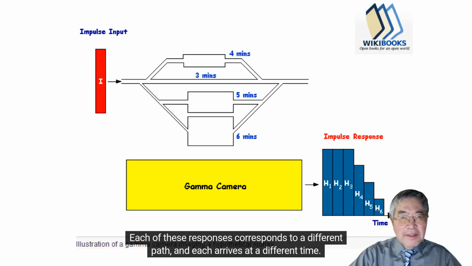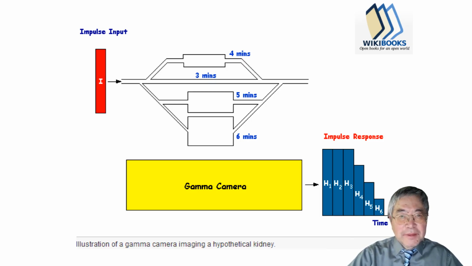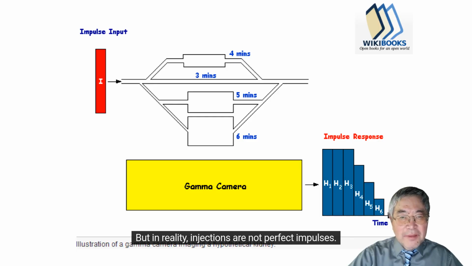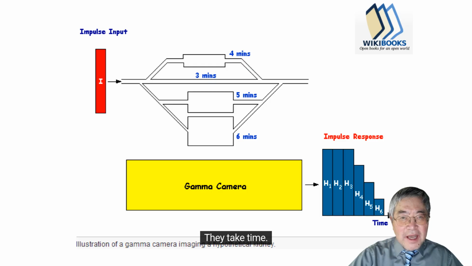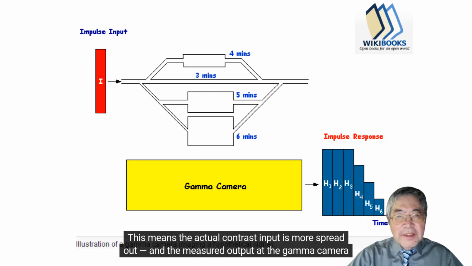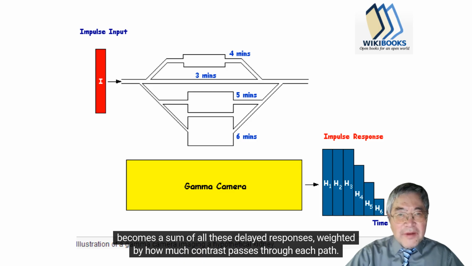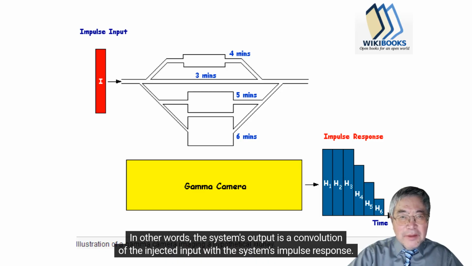Each of these responses corresponds to a different path, and each arrives at a different time. But in reality, injections are not perfect impulses. They take time. This means the actual contrast input is more spread out, and the measured output at the gamma camera becomes a sum of all these delayed responses weighted by how much contrast passes through each path. In other words, the system's output is a convolution of the injected input with the system's impulse response.